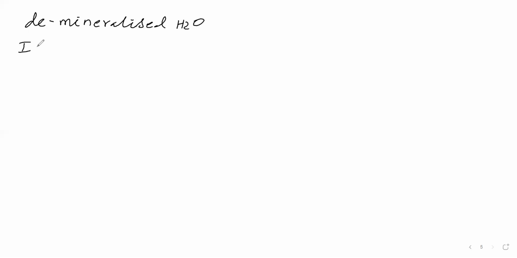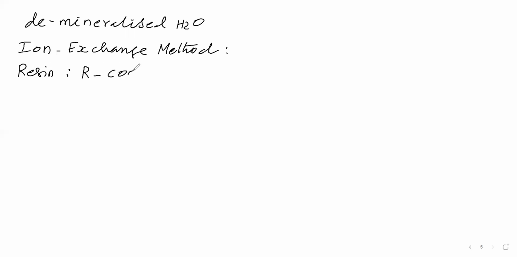For this we are taking the ion exchange method. In this ion exchange method we are using resin. What is resin? It is nothing but an organic compound. Which organic compounds are we using? One is carboxylic acid, COOH. Another is sulfonic acid, SO3H.